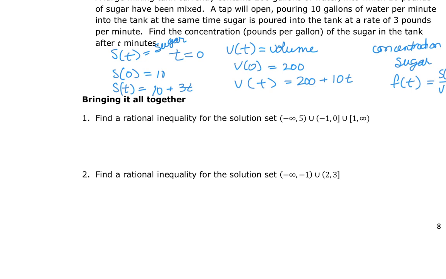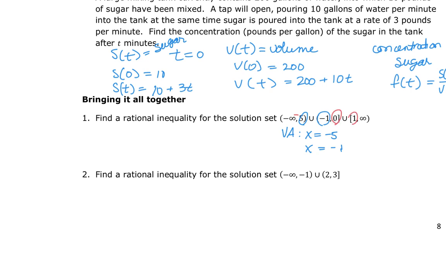So for us to find a rational inequality for the solution set, and this is a typo, that should be negative 5. From negative infinity to negative 5, from negative 1 to 0, and from 1 to infinity. We're going to pay attention to the fact that this has a parenthesis that tells me that I have a vertical asymptote at x is equal to negative 5. This has a parenthesis, so I have a vertical asymptote at x is equal to negative 1.